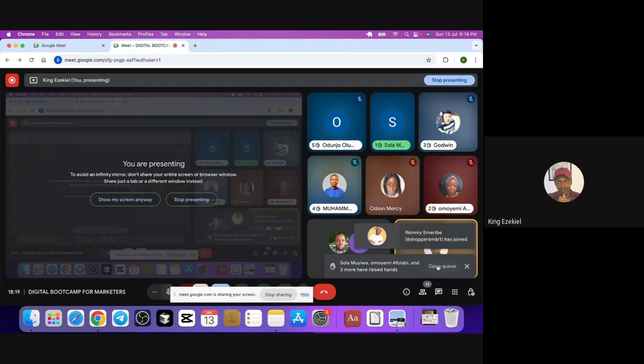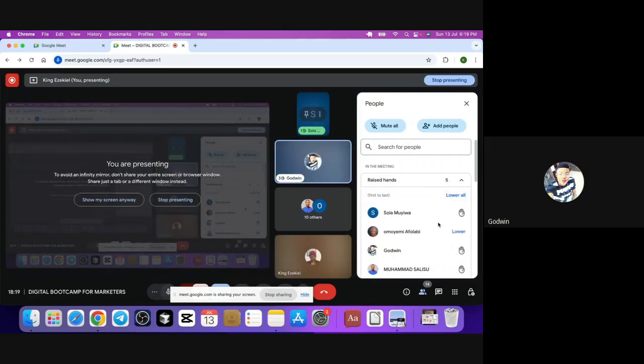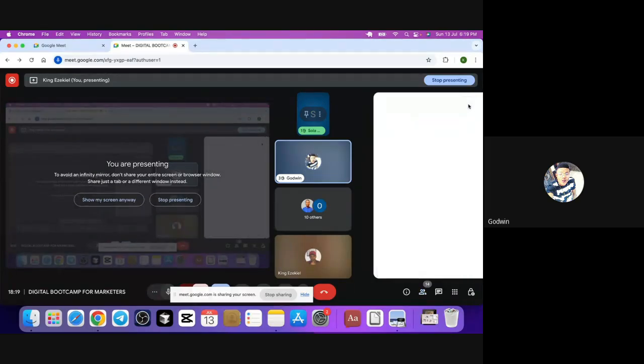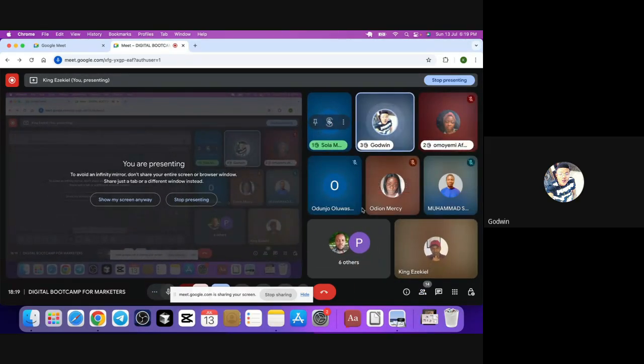Godwin, which one do you want to talk about? Advertising. Advertisement is like creating awareness through paid ads. Hope you understand this, Godwin. Yes, of course, running Facebook ads and all of that. So advertising is not just about Facebook ads.